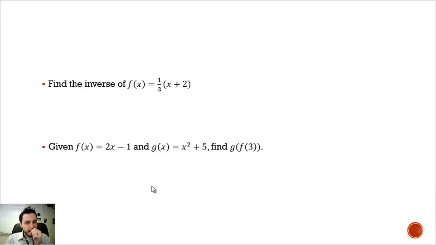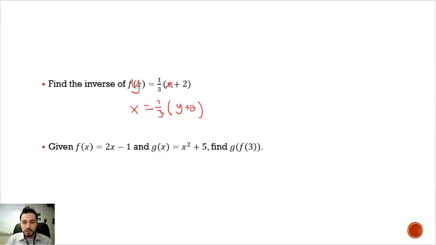Last two questions. Find the inverse of this. Alright, well, to find the inverse first, I'm going to treat this as a y, and I'm going to swap my x and my y. So now I've got x equals 1/3 times the quantity y plus 2. Then I'm going to cancel, it looks like two things. I've got to cancel the 1/3, and I've got to cancel the plus 2.